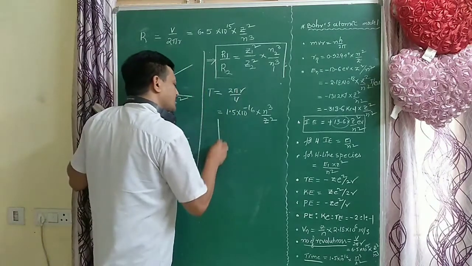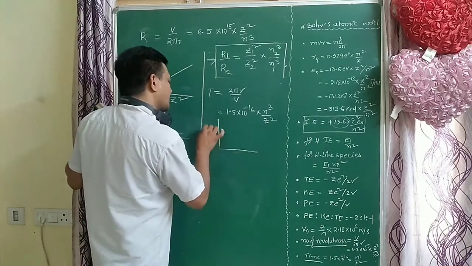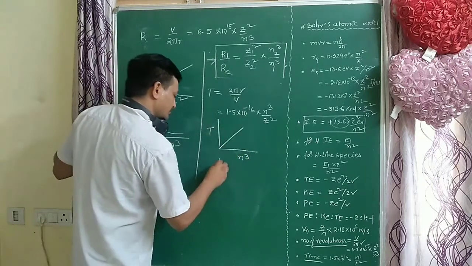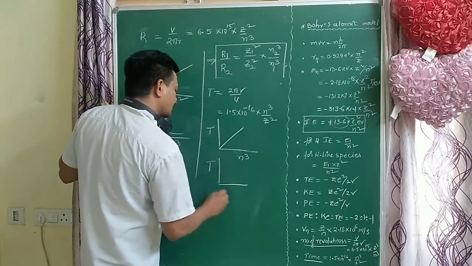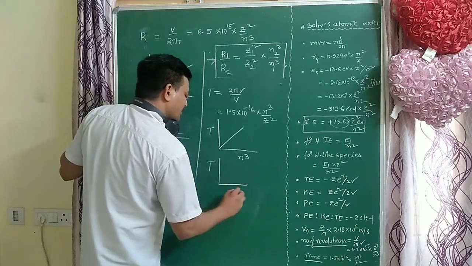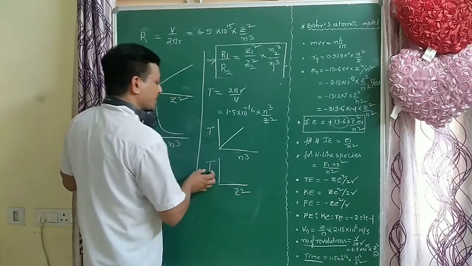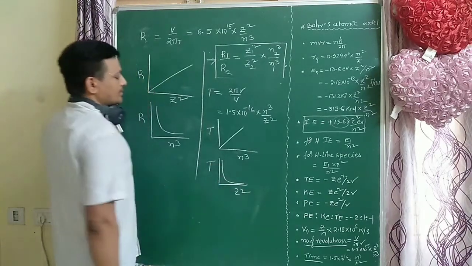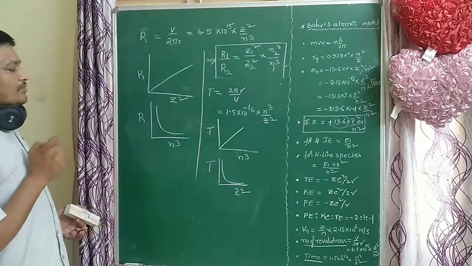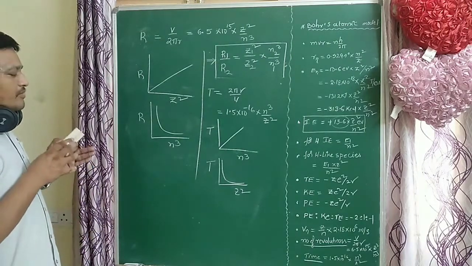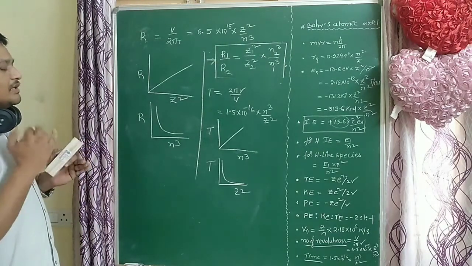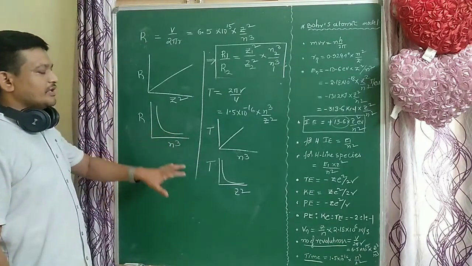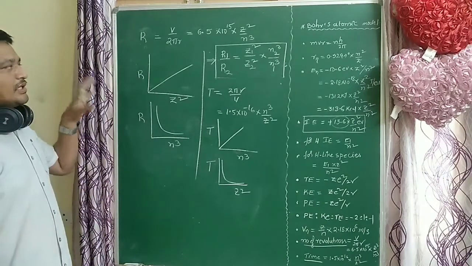The graph between time and n cube is directly increasing, and the graph between time and z square is inversely proportional. For a particular orbit, as z value increases, time per revolution decreases. These are very important and very useful relations.